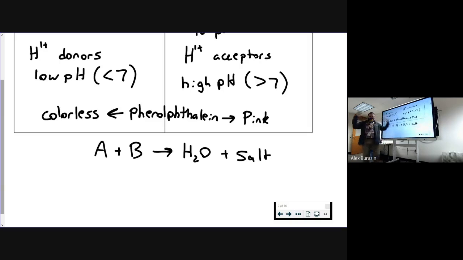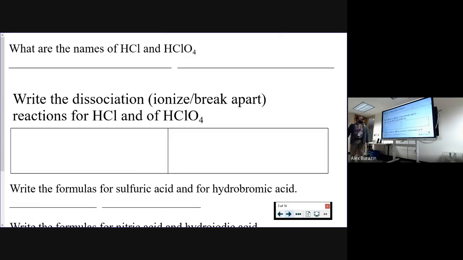I just want to get our brains in the right mode. Okay, so what are the names of HCl and HClO4? Now, do I expect you to know one of these offhand? Yeah, I think so. Do I expect you to know the other one offhand?